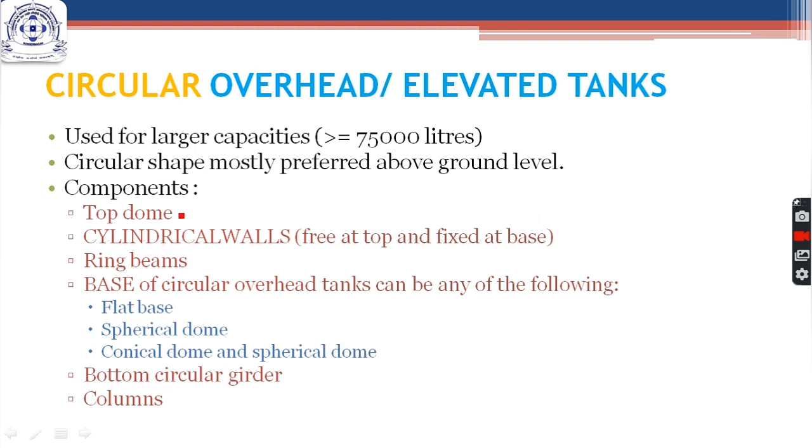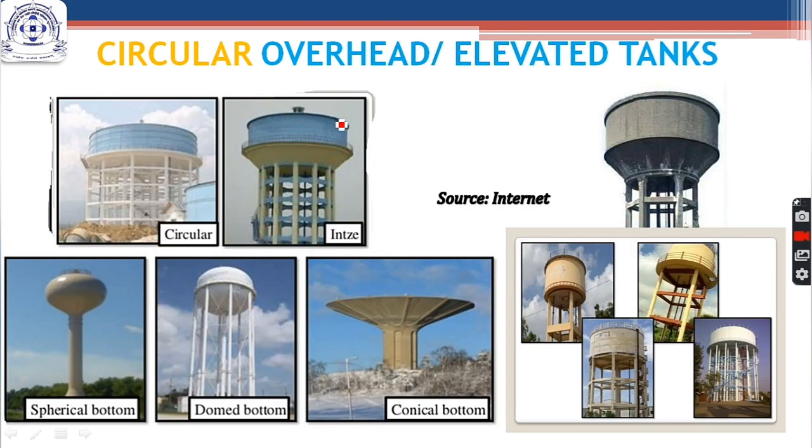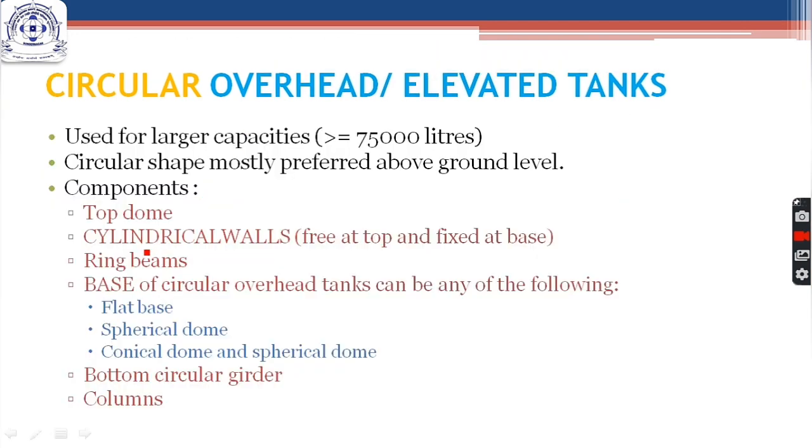The components of circular elevated tanks are: first, the top dome, which is the cover of the circular tank. Below that we will have cylindrical walls. Due to the circular shape, the walls will be cylindrical. And then we will have the ring beams.